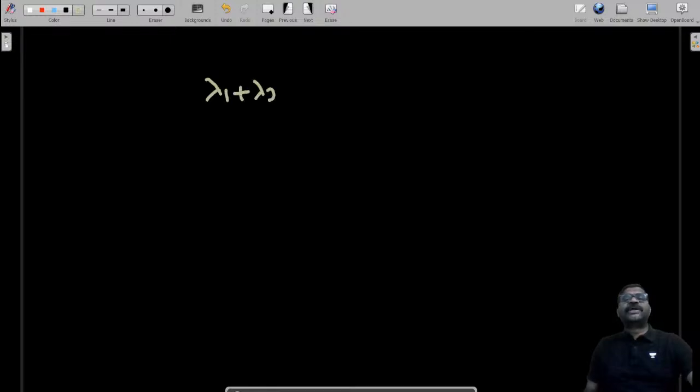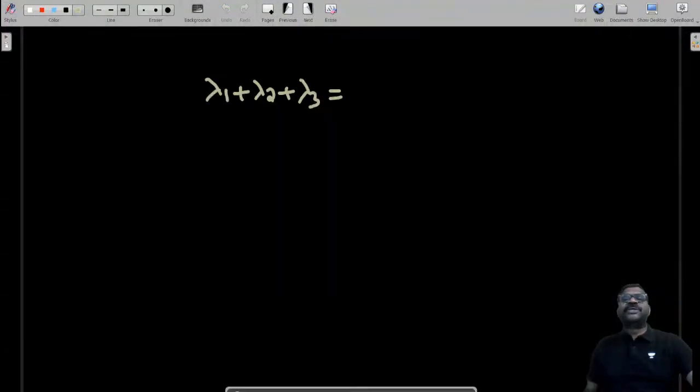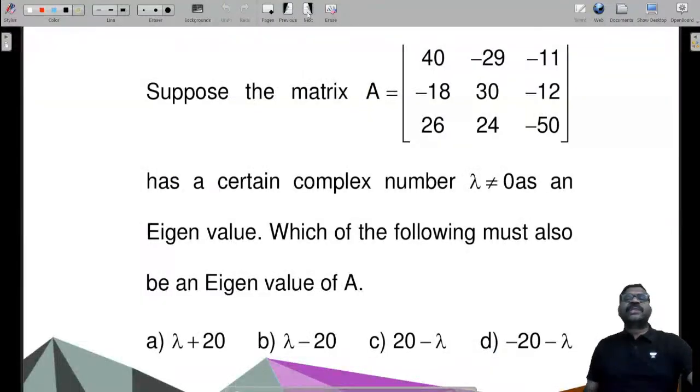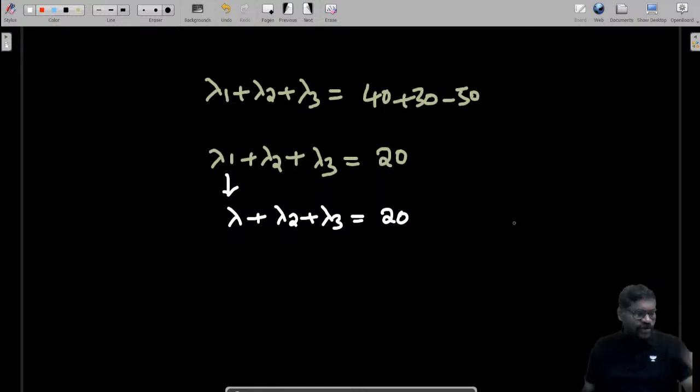It is a 3 cross 3 matrix. Therefore, lambda 1 plus lambda 2 plus lambda 3 equals the trace, which is 40 plus 30 minus 50. So lambda 1 plus lambda 2 plus lambda 3 equals 20. Sir, one of the eigenvalues is lambda. One eigenvalue lambda. The other two eigenvalues are unknown.